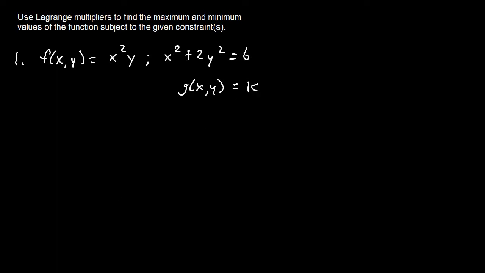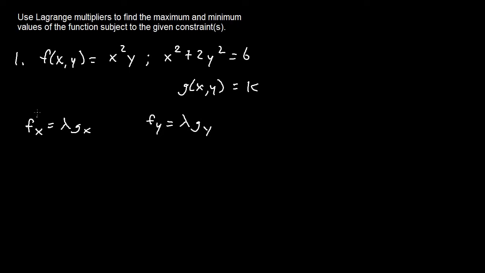Since we have two variables here, x and y, we need to create a system of equations, and we need two of those, one for x and one for y. So the first one for x is going to be f sub x equals lambda times g sub x. And the second one follows the same rule: f sub y is going to be equal to lambda times g sub y.